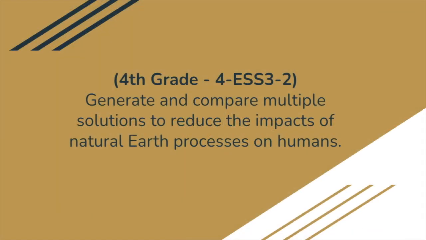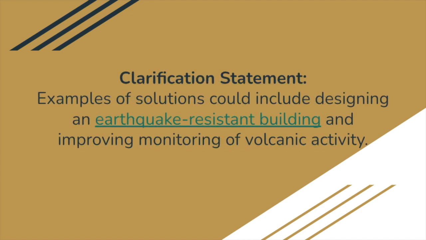I will be going over the 4th grade performance standard for ESS 3-2, which is generate and compare multiple solutions to reduce the impacts of natural earth processes on humans. And just to go over the clarification statement that I'm going to be basing my lesson on, it reads, examples of solutions could include designing an earthquake-resistant building and improving monitoring of volcanic activity. And I went ahead and underlined earthquake-resistant building because that's the main topic of this lesson.